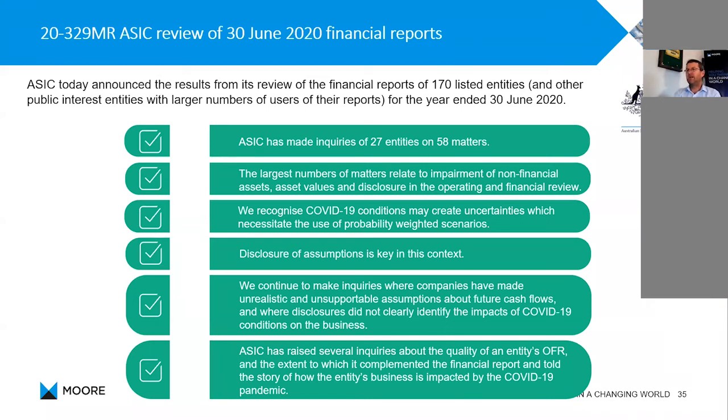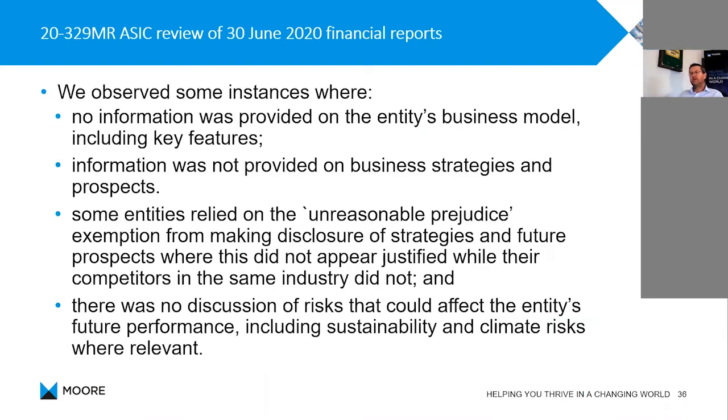So what are the main issues? Impairment of non-financial assets, which is really why I think we should amortise goodwill. It's going to make that problem go away to a certain degree. Disclosures about assumptions and the reasonableness of those. But ASIC is also, there's a couple of new areas.